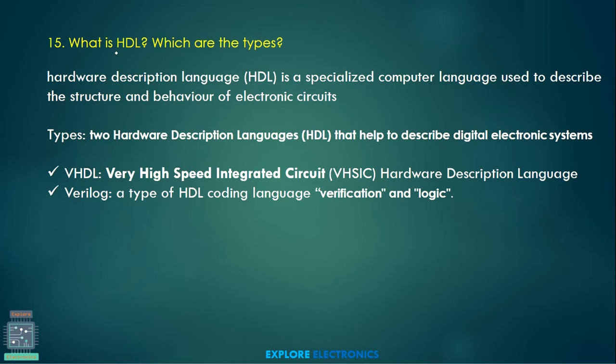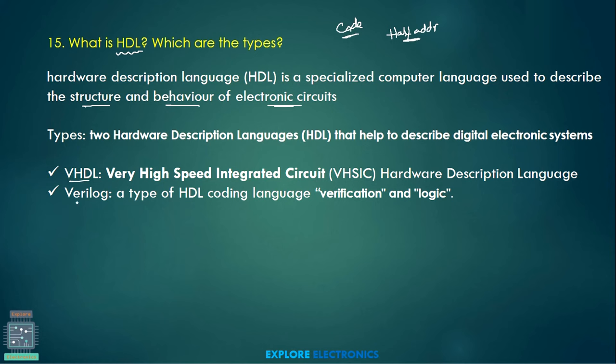Then what is HDL? HDL is a hardware description language we are going to use. That is again a computer language which describes the structure and behavior of our electronic circuits. Suppose we want to write a half adder using an HDL, the behavior of the half adder is going to be written using code, or we are going to write a set of instructions that represents the half adder. That is what HDL is. It represents the behavior and structure of an electronic circuit, and it is useful to design these electronic circuits.